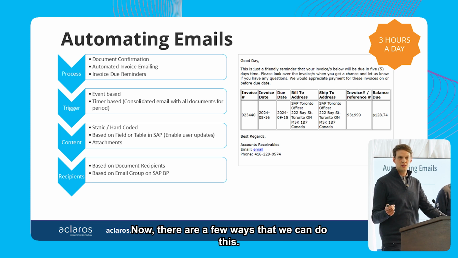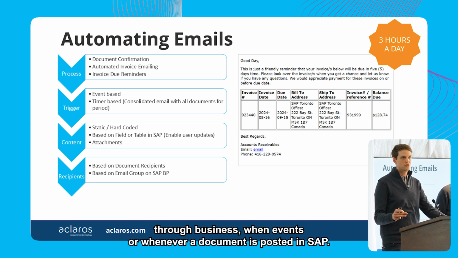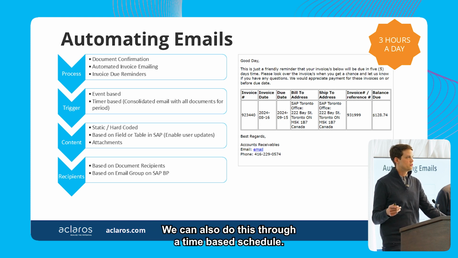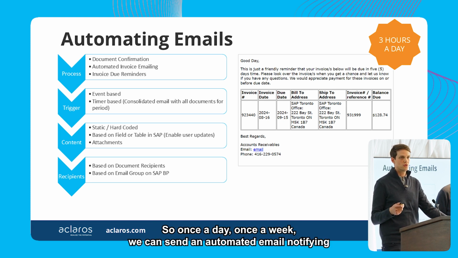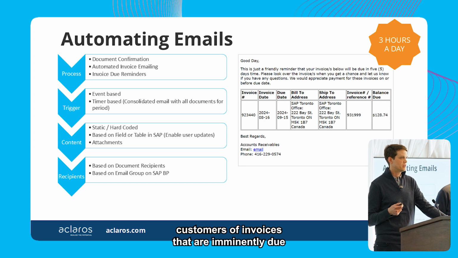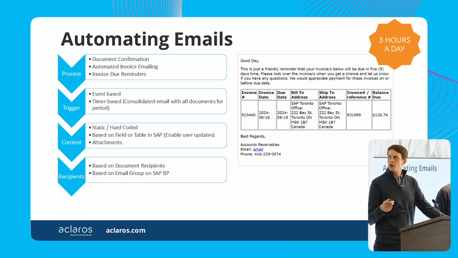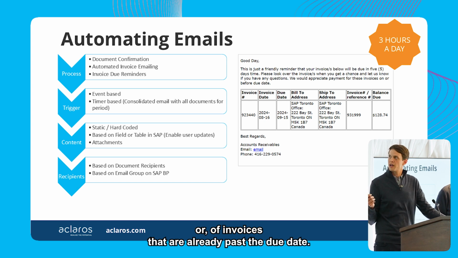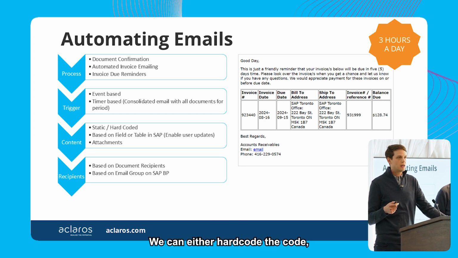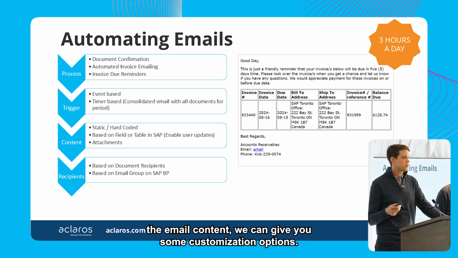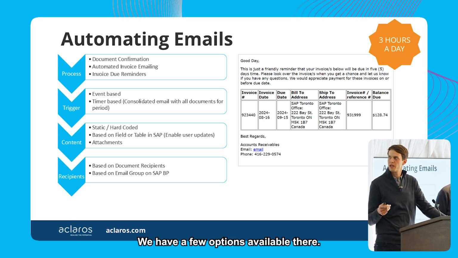Now, there are a few ways that we can do this. We can either do this through Business One events, so whenever a document is posted in SAP. We can also do this through a time-based schedule. So once a day, once a week, we can send an automated email notifying customers of invoices that are imminently due or of invoices that are already past the due date. We can either hard code the email content. We can give you some customization options. We have a few options available there.